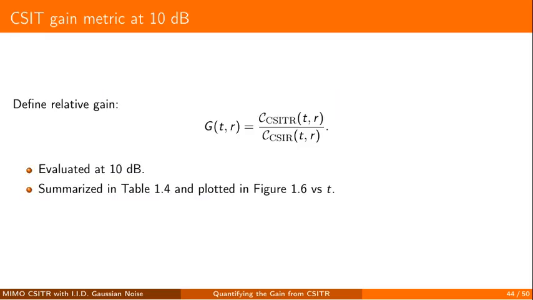To quantify the value of transmitter channel knowledge, we define a simple gain metric, the ratio of CSITR capacity to CSIR capacity, for the same antenna configuration and the same SNR. We evaluate this at 10 decibels, and summarize it in the table and plot that follow.